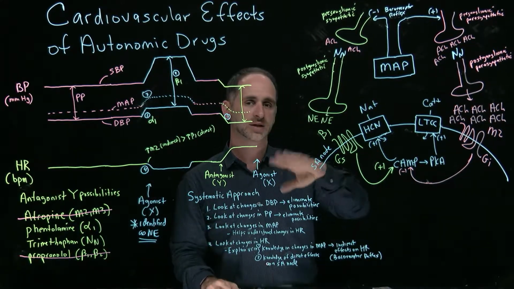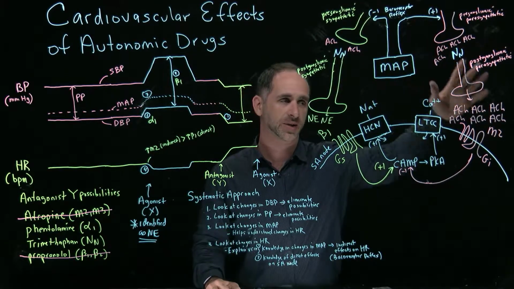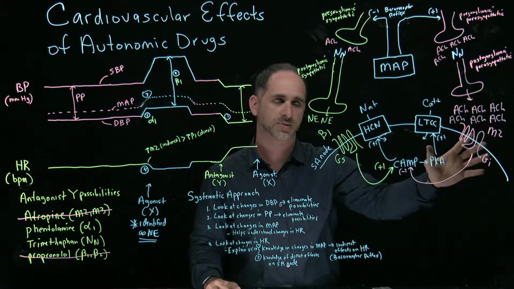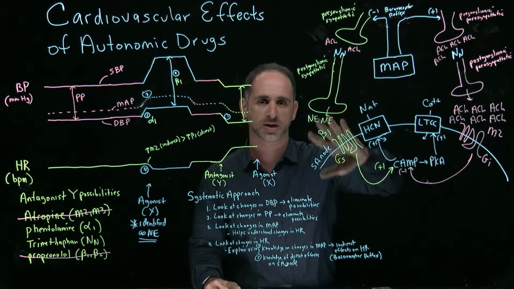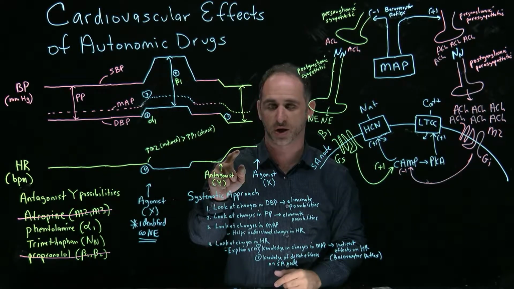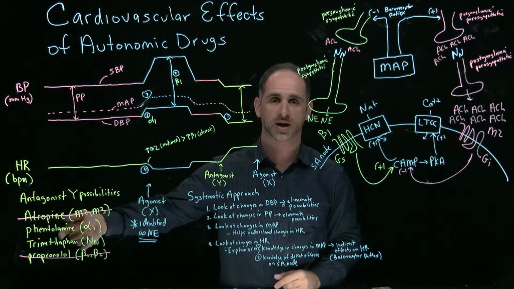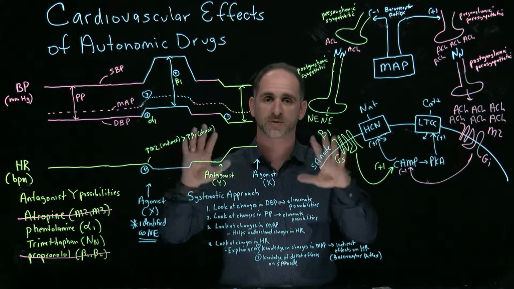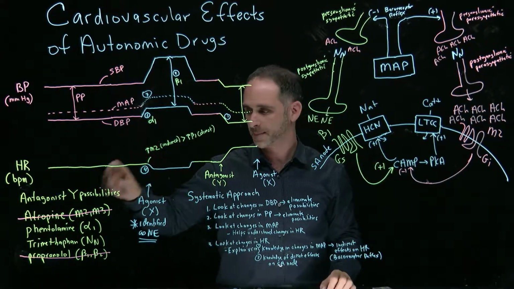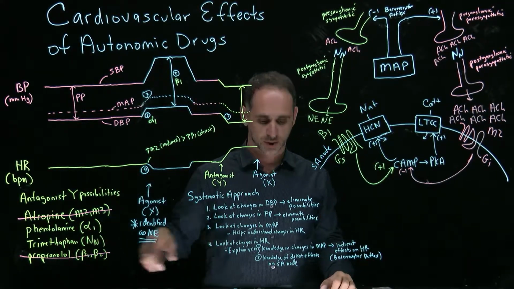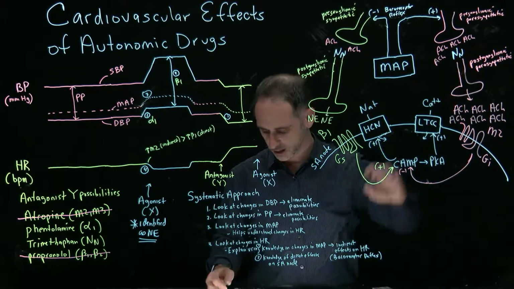Phentolamine, because it's lowering the MAP, we certainly could expect to see a withdrawal of the parasympathetic system and a turning on of the sympathetic system, and that could explain the heart rate going up for a drug like phentolamine. The baroreceptor reflex is intact.